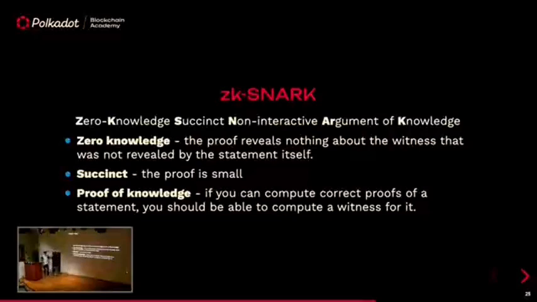Succinct means that the proof is small. Often with ZK SNARKs, the proof is almost unbelievably small. And then the argument of knowledge is basically saying you're proving that you know something in particular that you're not revealing. So if you can compute correct proofs of a statement, then that also means that you're able to construct a witness.